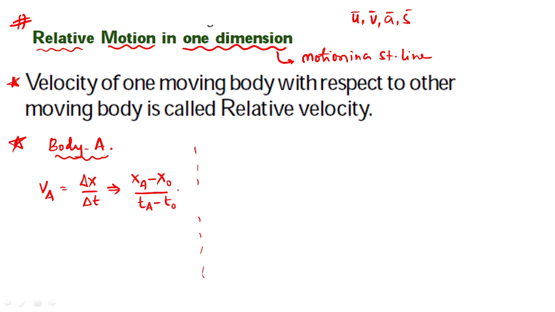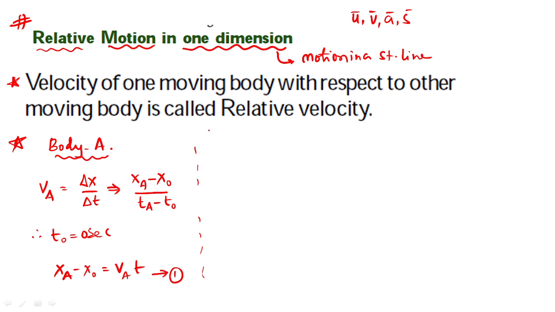So now what happens here? Let's imagine T naught is the starting time, so I am taking it as 0 seconds. So if it is 0 seconds, now what happens? XA minus X naught is equal to VA into T. Can I write? This is equation number 1. Yes or no?